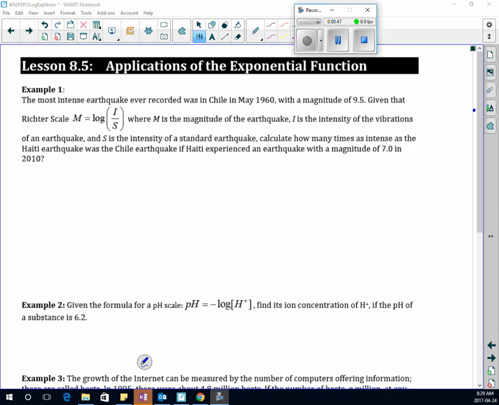Does anybody remember the 2010 earthquake in Haiti? Yeah. Oh, there was lots of fundraising and stuff like that with it.